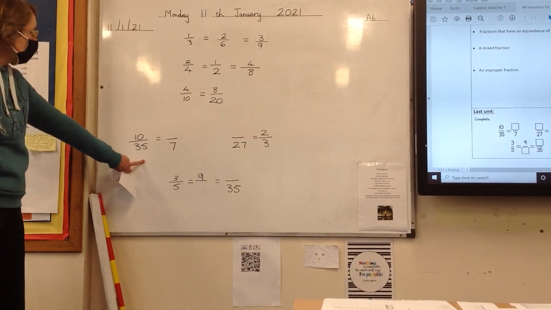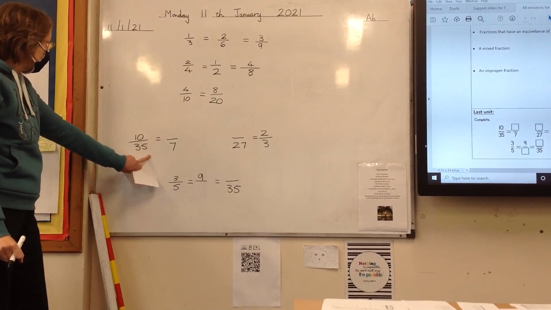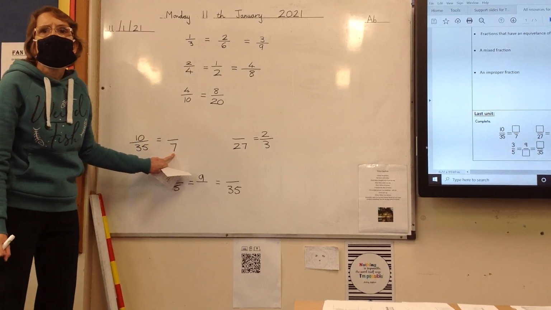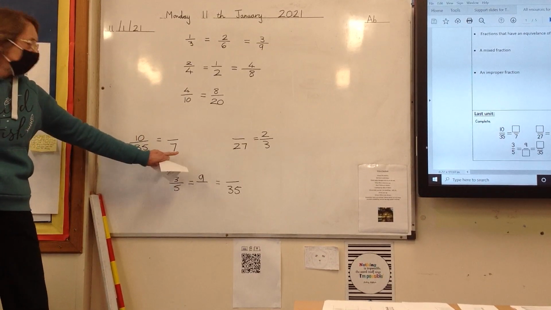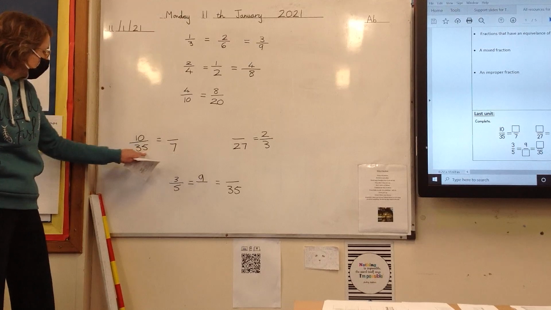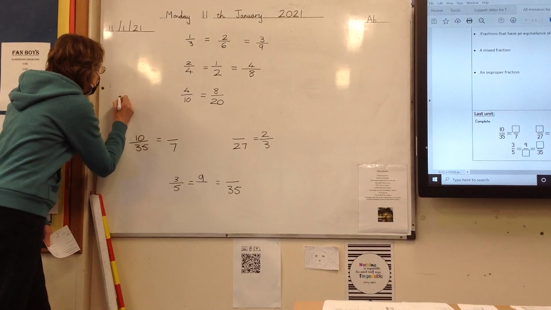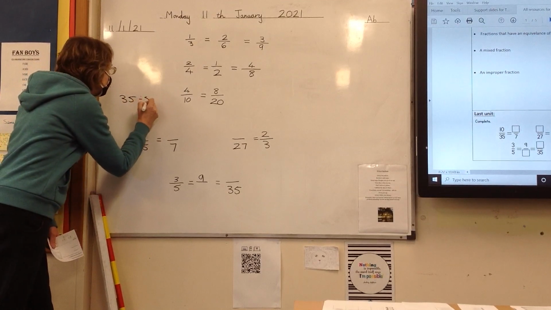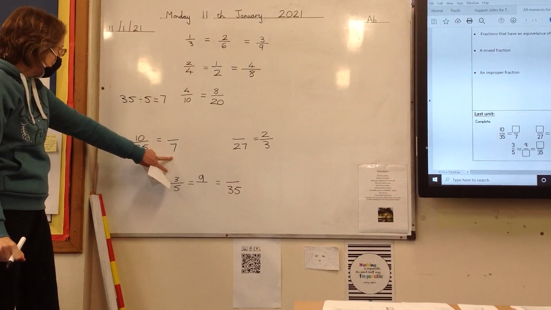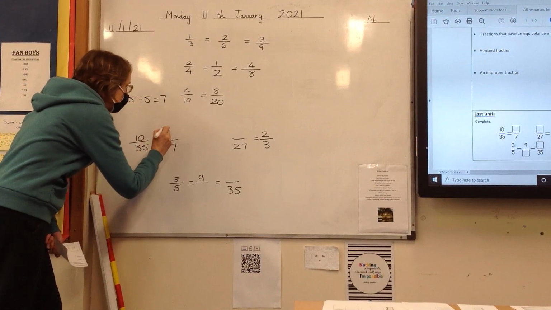Okay, equivalents down here. This was the second question, the last unit. We've got 10 35ths. What have I done to 35 to make it into 7? Or what have I done to the 7 to make it into 35? You've divided the 35 by 5 to make 7. 35 divided by 5 is 7. So if I've divided 35 by 5 to make 7, what must I do to the 10? Divide by 5. Which is? 2. Good.